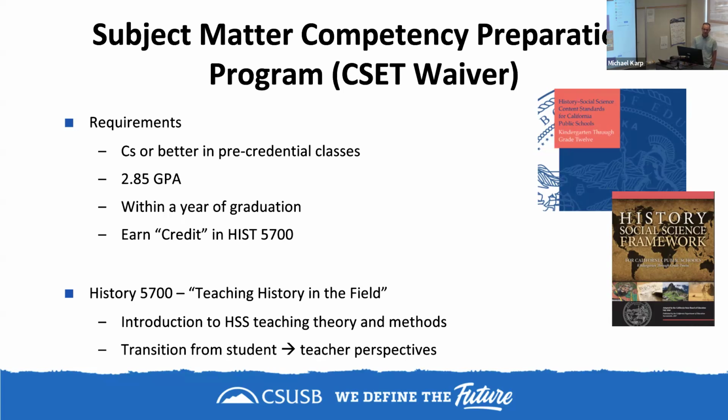So to get the CSET waiver, we have some of the base requirements outlined here. And that includes, you have to get C's or better in all of your pre-credential classes. And you have to have an overall 2.85 GPA. You also have to take History 5700, which is a credit, no credit class. We'll talk a little bit more about that in just a second. To get into that class, you do have to have departmental and instructor consent. And so you need to be close to graduation, within a year or sooner, to get into 5700.